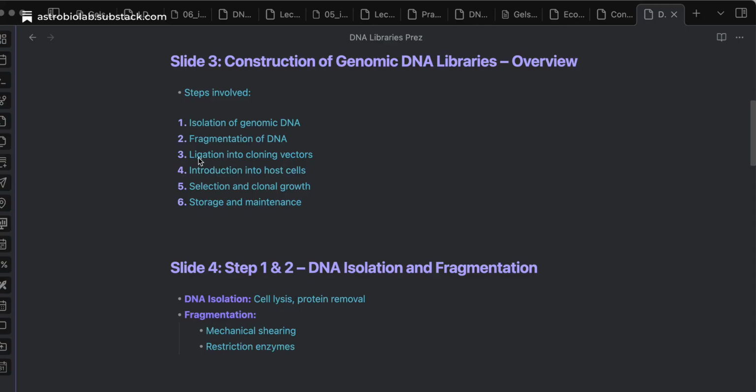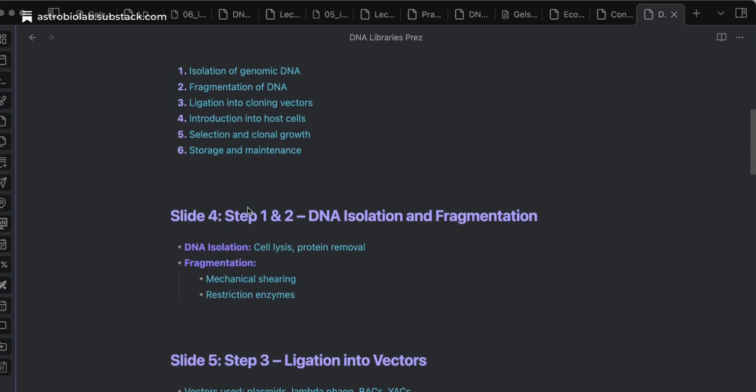let's go back here. You ligate it into cloning vectors, and then you introduce it into the host cells. So that would be your E. coli. So now you'd have your bits of DNA in plasmids which are in your host cell, such as E. coli. Then you select and look for clonal growth, and you use antibiotics or different mechanisms to find your plasmids that contain insert DNA. And you have to store and maintain your library, because if you don't do that, you lose it. So normally we do this at minus 80 degrees. That's where we store our libraries.